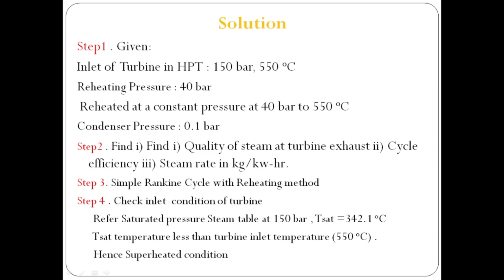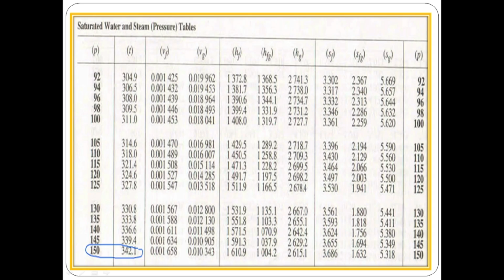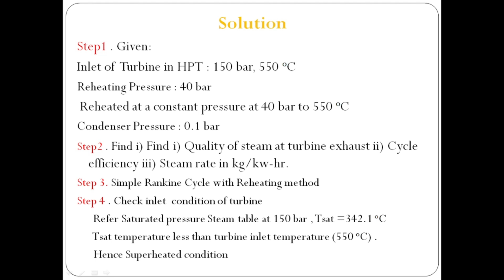It is less than 550. Now the given condition is a superheated condition. You can refer to the steam table. See 150 bar, this is the steam table, the saturated pressure table. At 150 bar, the saturation temperature is 342.1 degrees centigrade. So now the given temperature is 550, which is more than the saturation temperature. Hence, the inlet turbine condition is a superheated condition.